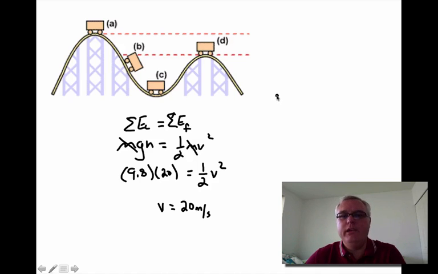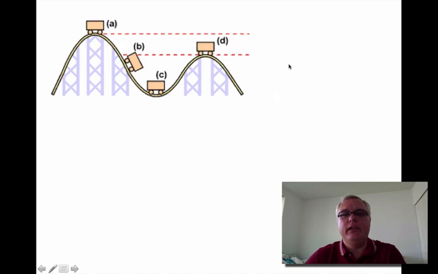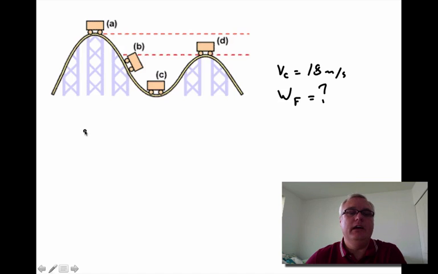So suppose we took a radar gun and we measured the speed at C to be only 18 meters per second. How much work did friction do? Well, we can use conservation of energy again. At the top of the hill, we know it starts off with potential energy. At the bottom of the hill, it ends up with kinetic energy. But there is also some work done by friction. So all of this potential energy gets converted into kinetic and the work to overcome friction.